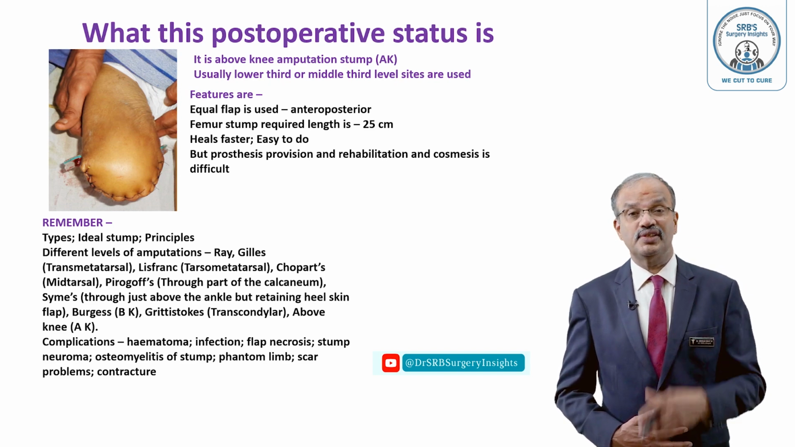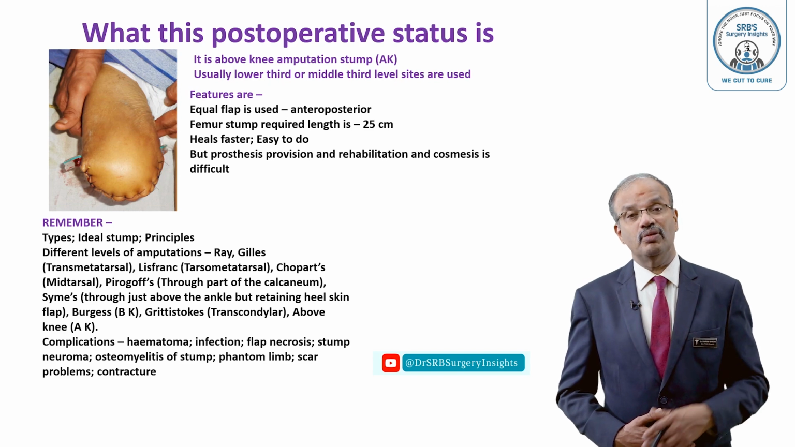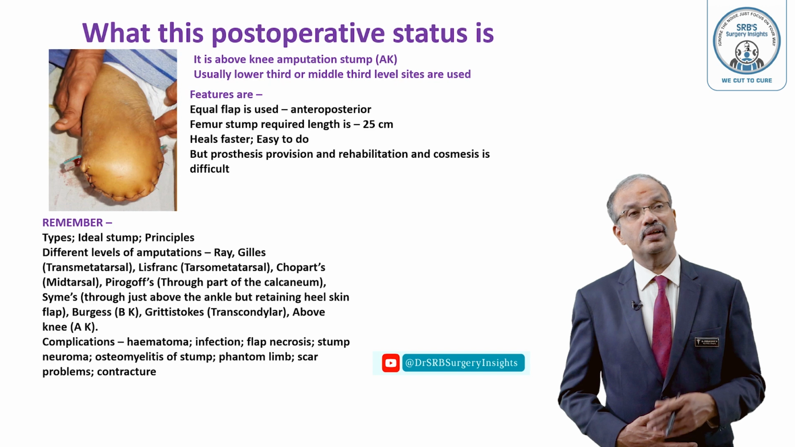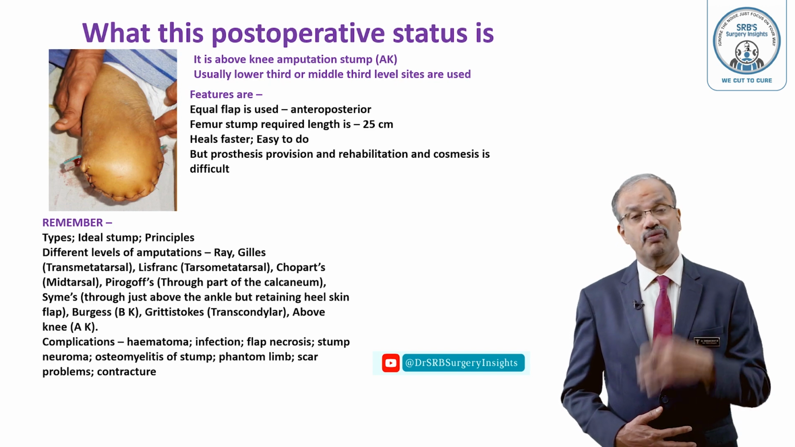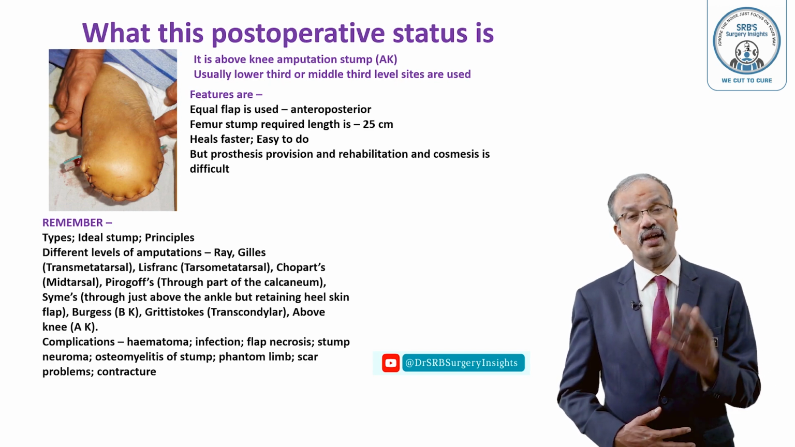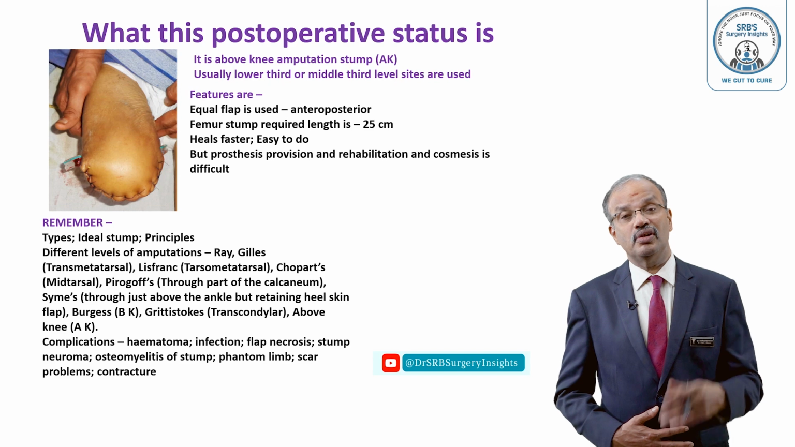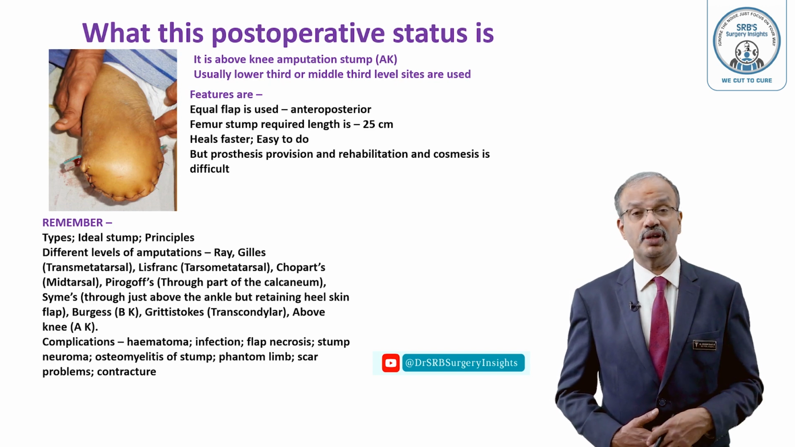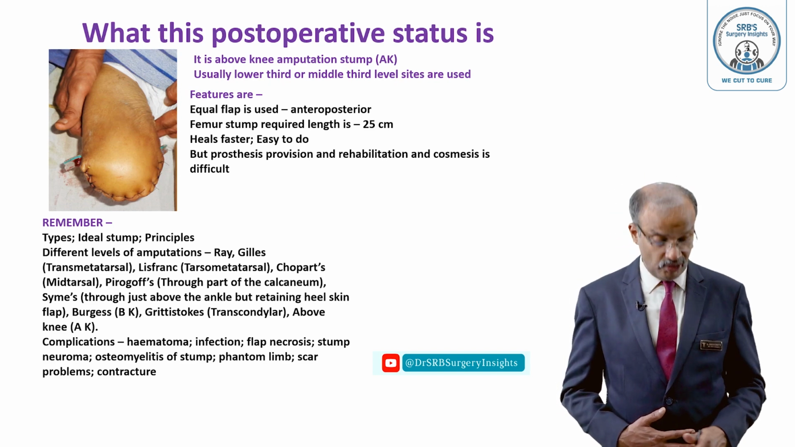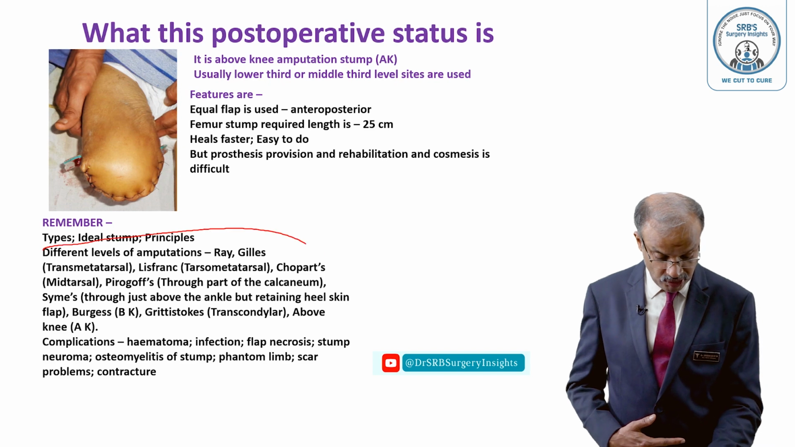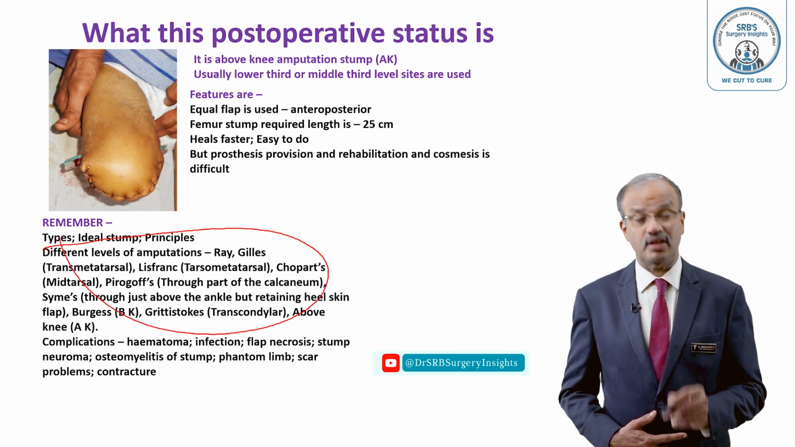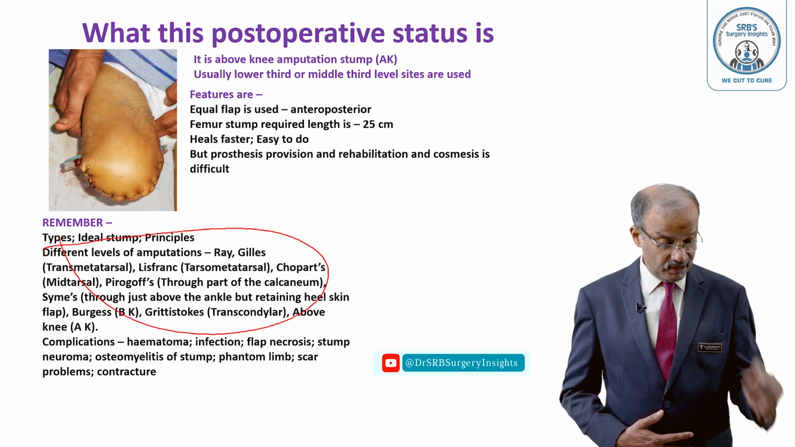That is called the classical Syme's amputation. Around 15 centimeter below the knee joint from the tubercle, with a posterior flap, that is a below knee amputation called Burgess amputation. Through the knee joint, that is called transgenicular, that is Gritti-Stokes amputation, above knee. Then of course hind quarter. So these are the different levels which you have to remember. You can go through my book, with detailed illustration diagrams, it is there.